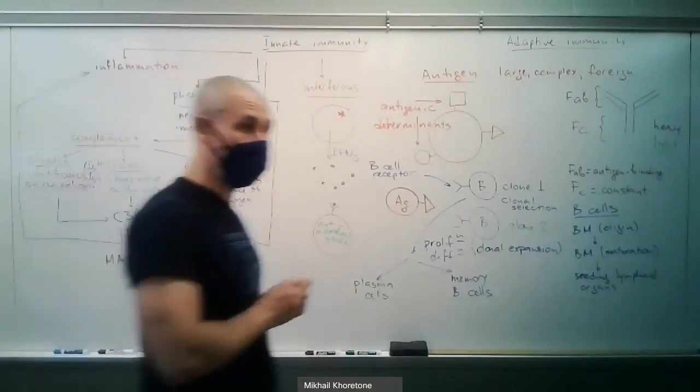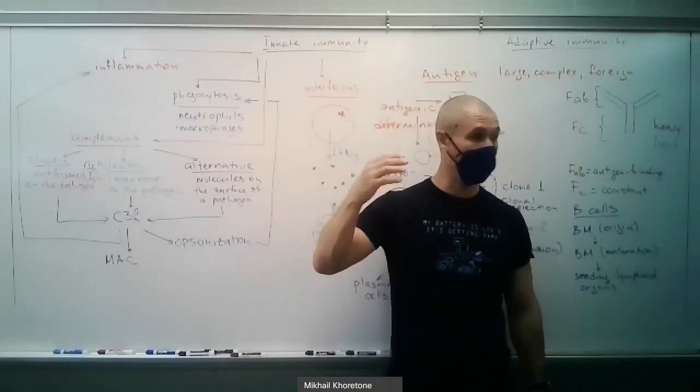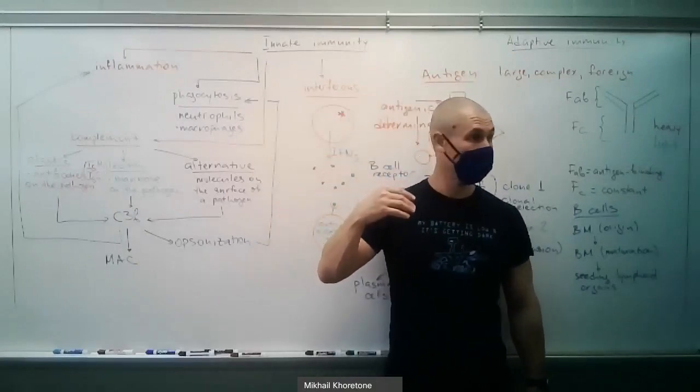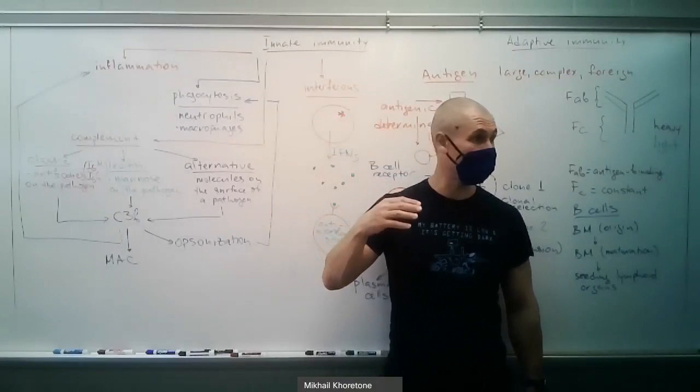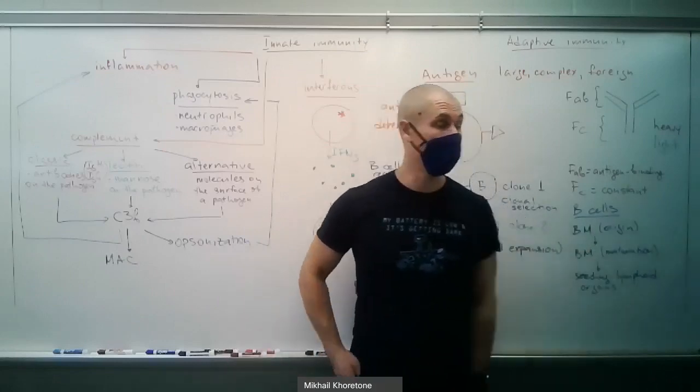IgG is the most common, and IgG can transfer across the placenta. It can go from mom to a child. Does that make sense? There are five types. Now, to Katie's question.